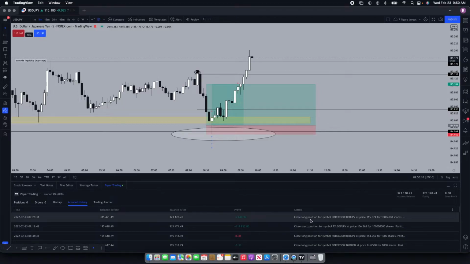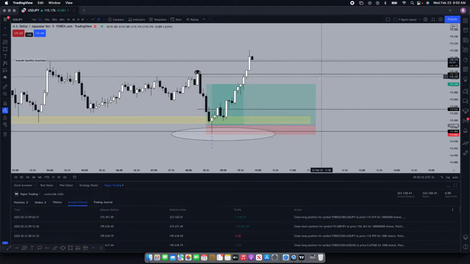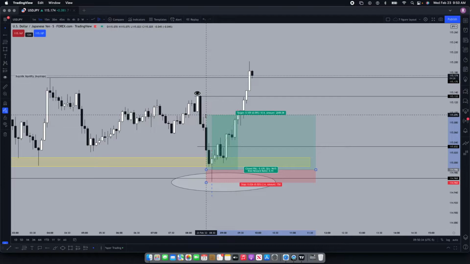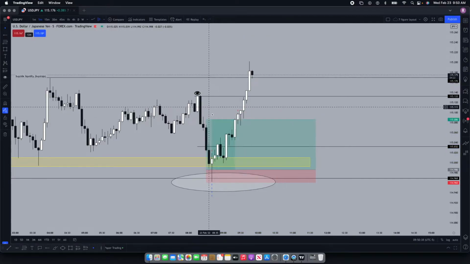So right here you can see closed long position for USDJPY at 115.074. So that's going to be here. So 115.074 is where I got out. So about right here, I got out of this trade. So about 10 pips. Yeah, about 10 pips here, getting out of this trade.